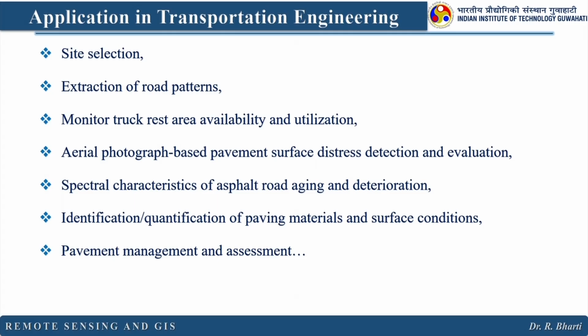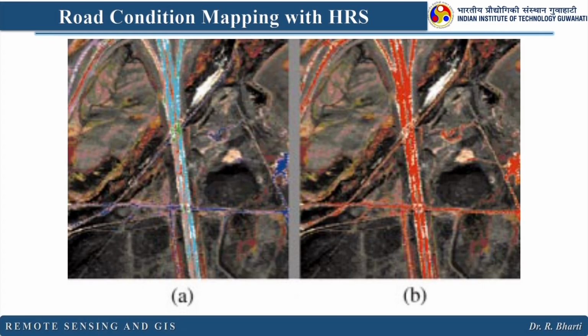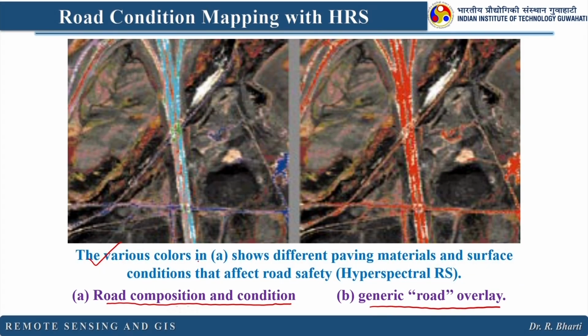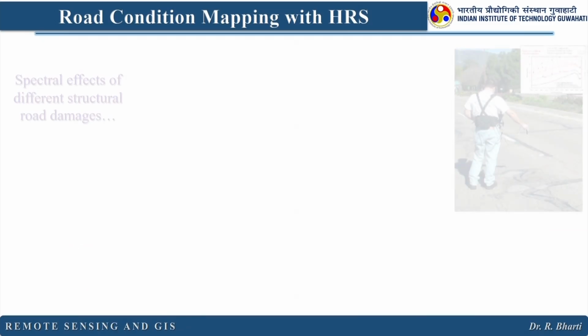I will show you some examples where people have already used this particular technique and proved this method can be used in this application. So, here you can see the A, which is this one. It says road composition and condition, B is generic road overlay, right. So, the various colors in A show different paving materials and surface conditions that affect road safety. So, this is from hyperspectral remote sensing, right.